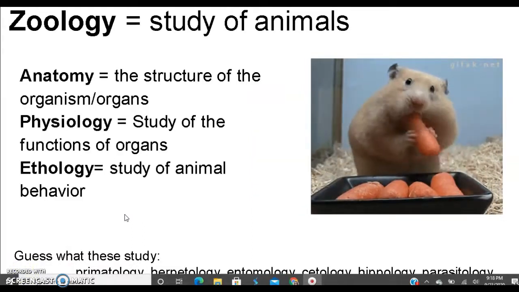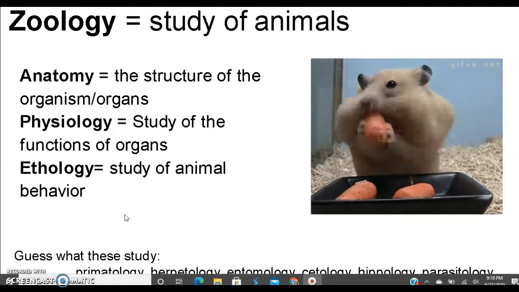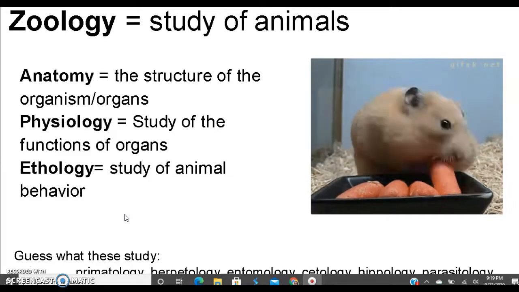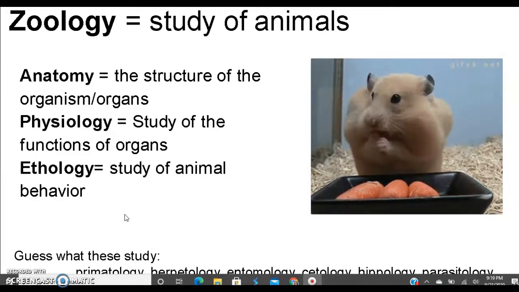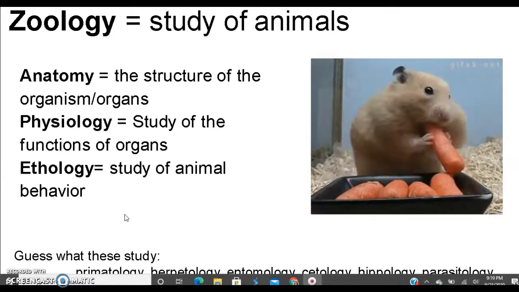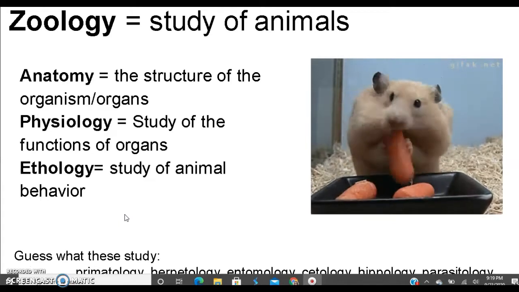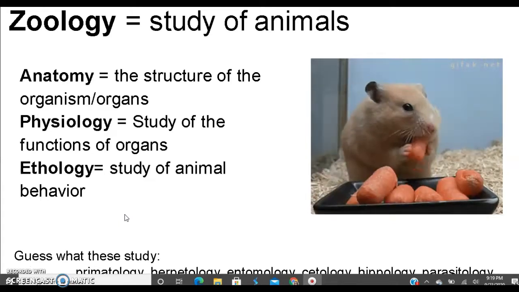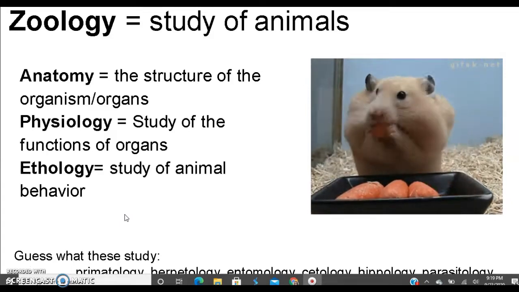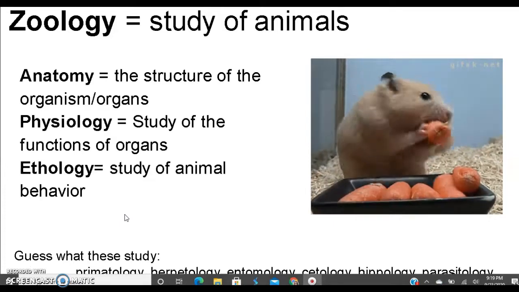So, zoology is the study of animals. The prefix zoo means animal. That's why when you go to the zoo, it is a place that is full of animals. But zoology is a really broad field of biology. Typically, a zoologist will specialize in something about the structure or function or behavior of animals, or they will specialize in a group of animals.